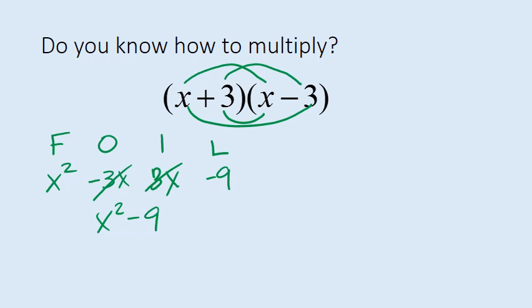Notice the pattern here. The inner and outer terms canceled. When you have the same value but of opposite signs in your binomials, the outer and inner will always cancel. Notice these trends as we go through our factoring process. This can allow factoring to go a lot quicker if you notice the patterns.